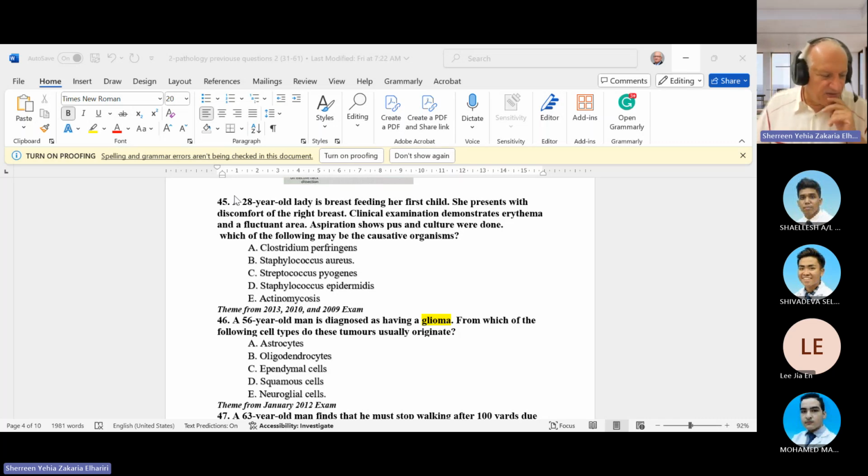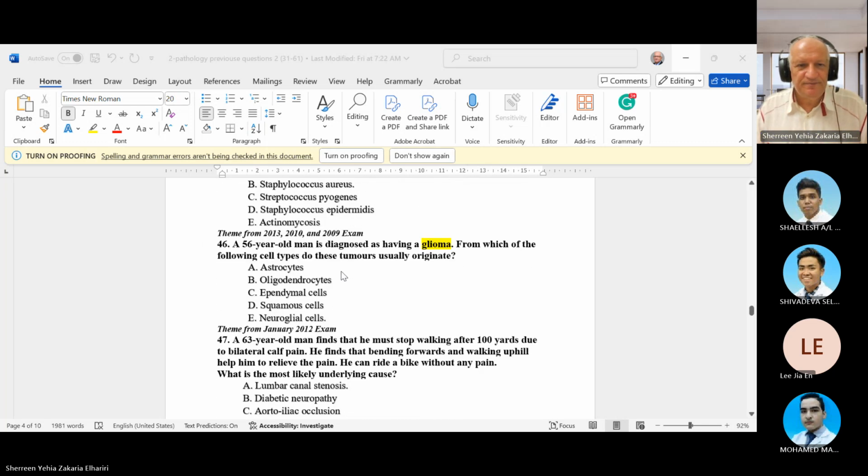The only antibiotic we don't give to the mother or the young baby is tetracycline because it can affect the teeth. So the answer here is Staph aureus.